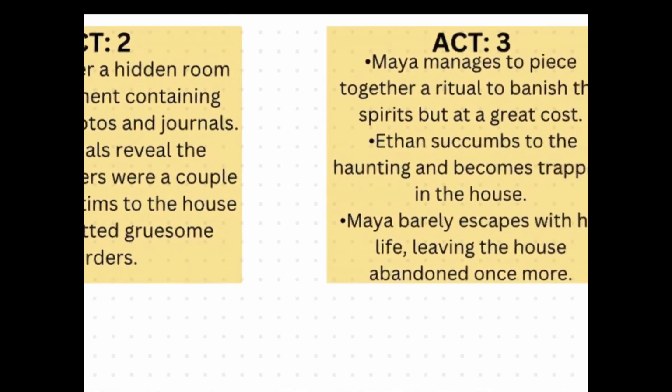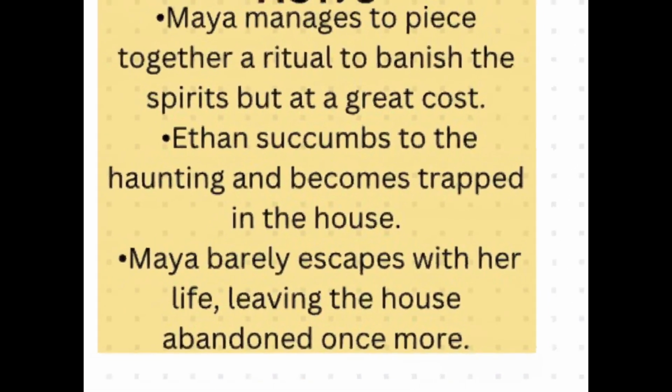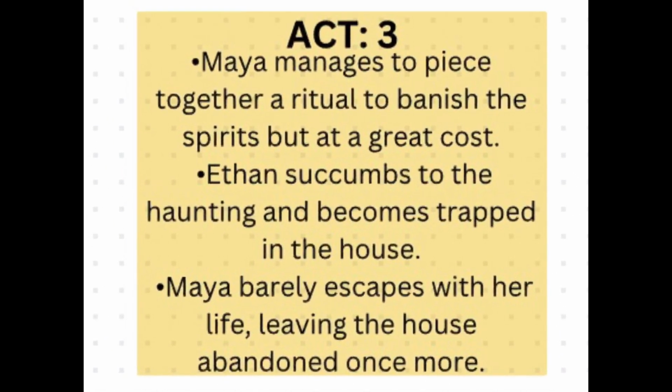Moving into Act 3, we're going to be finishing up this story. Maya manages to piece together a ritual to banish the spirits, but it's at a cost. Ethan succumbs to the hauntings and becomes trapped within the house, and Maya barely escapes. Again, I'm adding more detail. This is how Ethan does not make it at the end. This is going into how the end of our story ends with only one surviving. Again, adding more detail, making sure that plot is really strong.